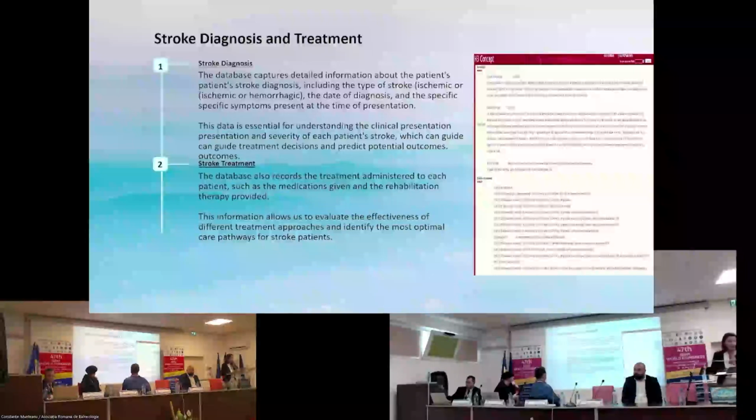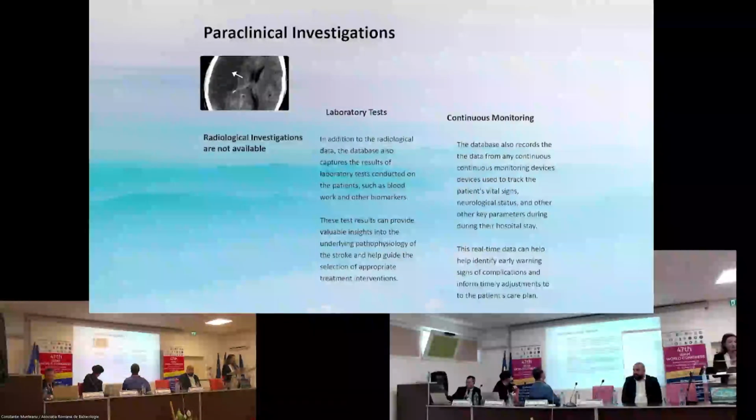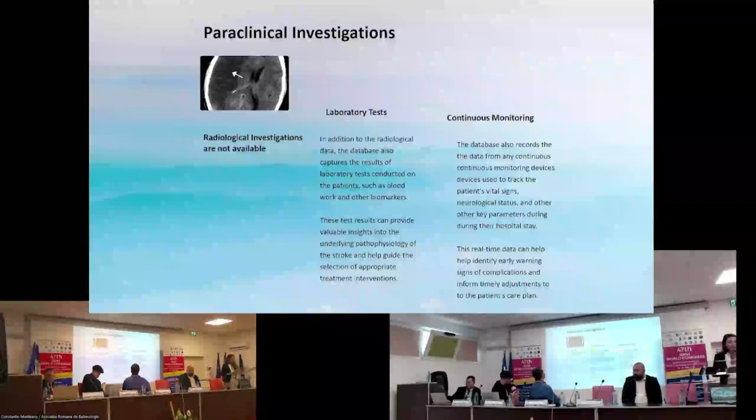This database also captures information about the stroke diagnosis, including the type of it, ischemic or hemorrhagic, the date of that production, and the specific symptoms present at admission. It also records the treatment administered to each patient, the results of laboratory tests, and the data from any continuous monitoring devices to track vital signs like blood pressure, pulse, or saturation.